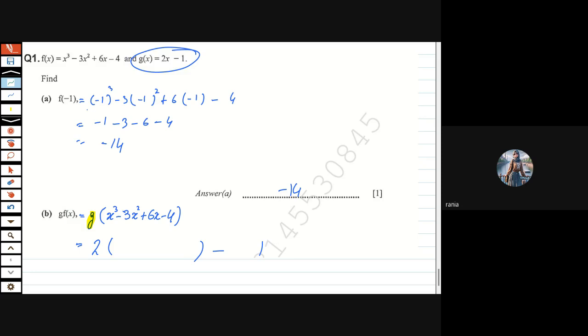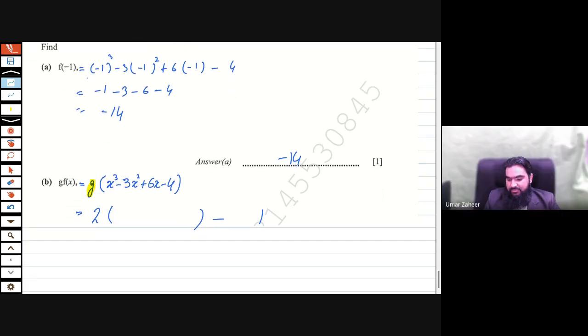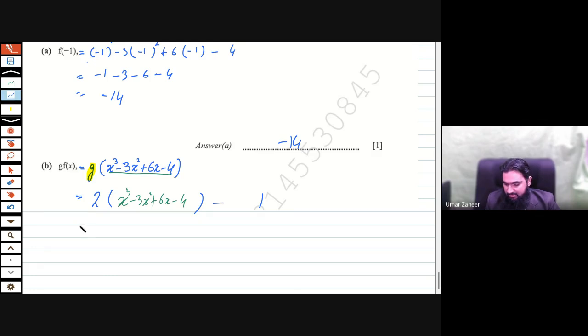Okay. Now 2x minus 1: I have to write the structure of g, and in place of x, we will substitute this whole value, x cubed minus 3x squared plus 6x minus 4. We have to simplify them. It will be 2x cubed minus 6x squared plus 12x minus 8 minus 1. The final answer is 2x cubed minus 6x squared plus 12x minus 9.